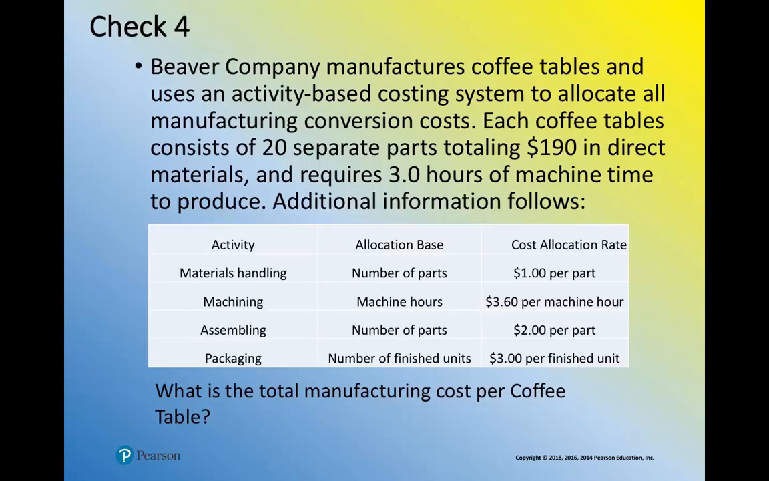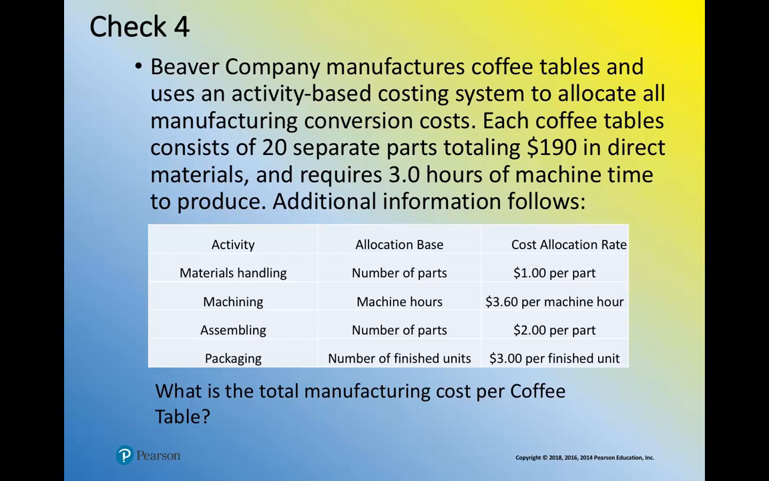All right. So we have a check here. So we have for Beaver Company, it manufactures coffee tables using activity-based costing. All manufacturing conversion costs are allocated based off of activity-based costing. So each coffee table consists of 20 separate parts, totaling $190 of direct materials.